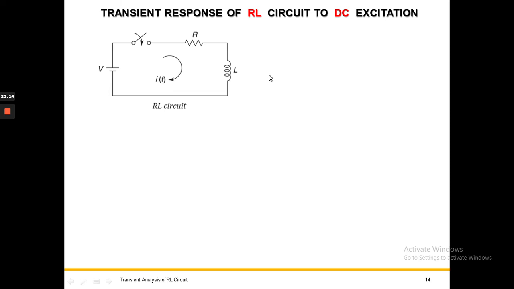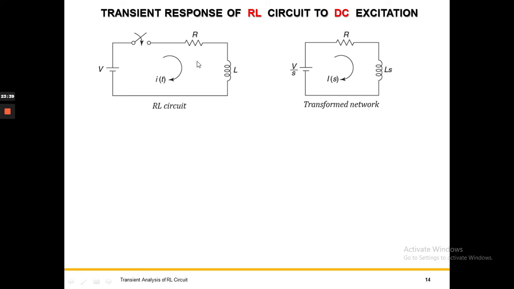First you have to take the transform circuit. You have to convert this time domain circuit into the frequency domain circuit. Convert each component. V is the supply voltage. DC voltage is a constant, so in the frequency domain it will be represented by V by s. Resistance is frequency independent, so it will be R itself.